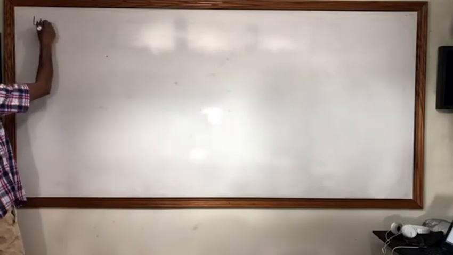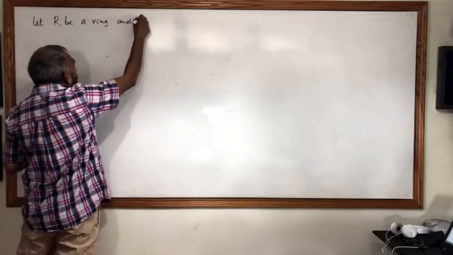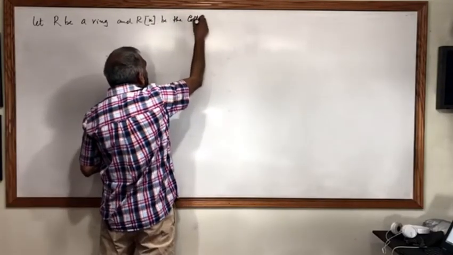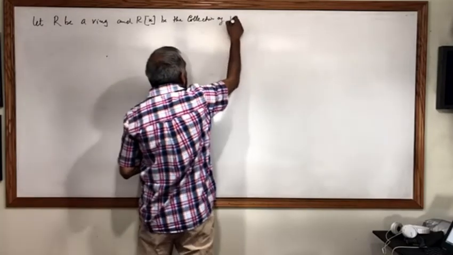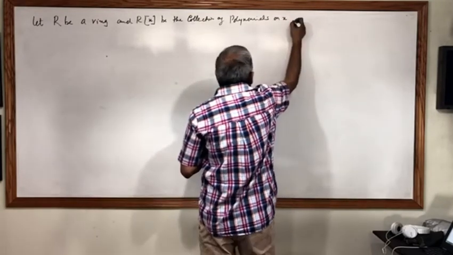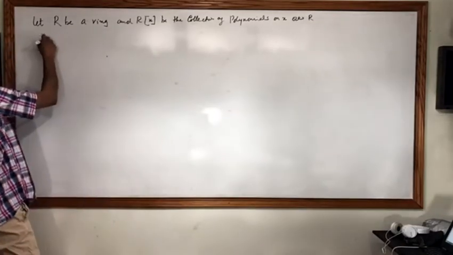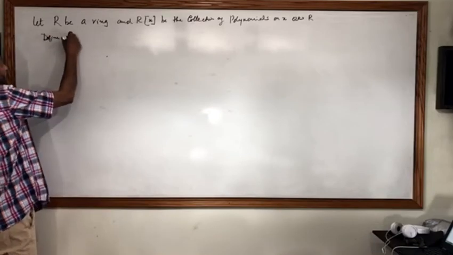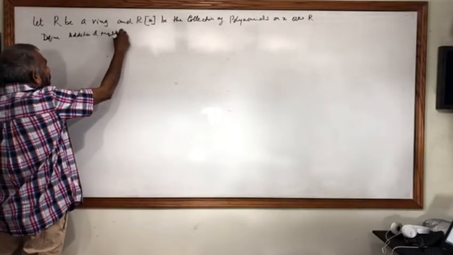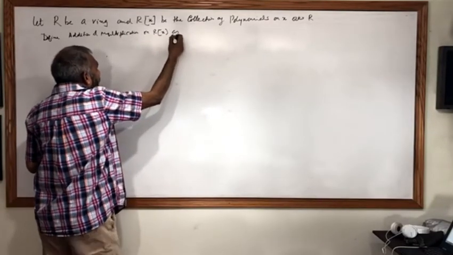Now let us define two binary operations on this collection of polynomials. So let R be a ring and R square brackets X be the collection of polynomials on X over R. Define addition and multiplication on R of x as follows.